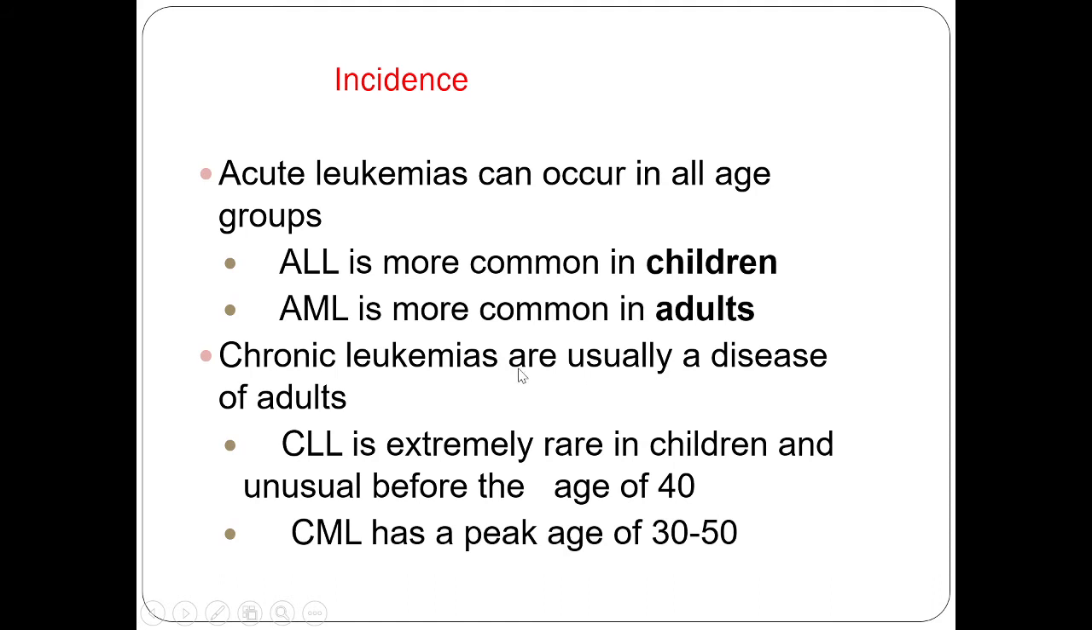ALL is more common in children. AML is more common in adults. Chronic leukemias are usually a disease of adults.